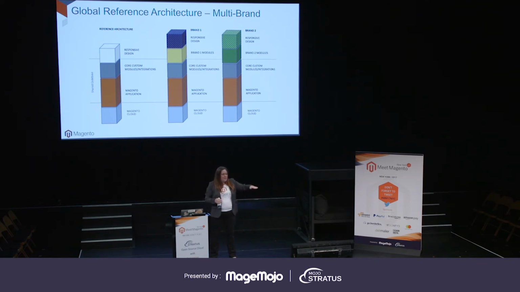Then on the next level, we have the Magento application. And then we have that reference architecture. We have our core custom modules and integrations. On the reference architecture blocks, we have the theme, the common theme that we're using as a starter theme for all of our others. And then each brand builds off that reference architecture, has their custom modules and their custom theme.